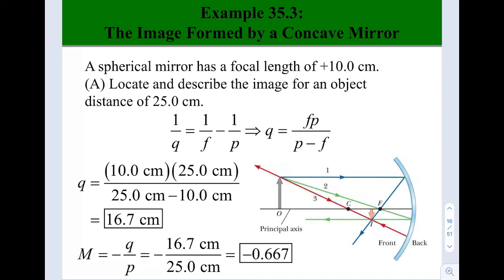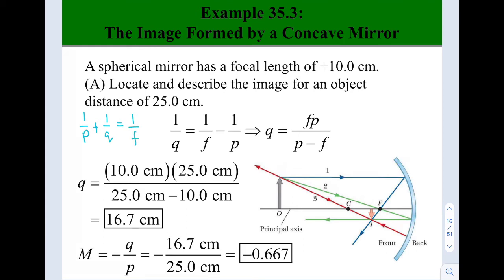A spherical mirror has a focal length of positive 10 cm. Part A: Locate and describe the image for an object distance of 25 cm. We are going to use the mirror equation, where we have 1/p + 1/q is equivalent to 1/f.